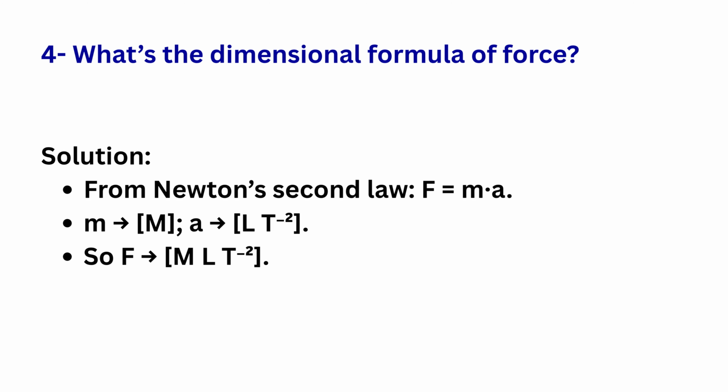From the equation F equals m times a, the dimension of mass is M, and acceleration is LT to the power of minus 2. Multiplying gives M⁰L⁰T to the power of minus 2. That's the dimensional formula for force.